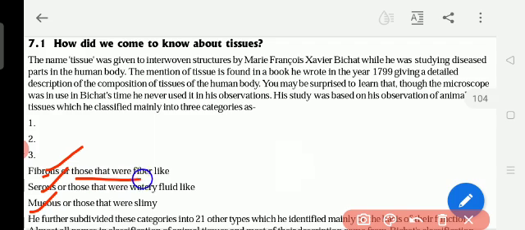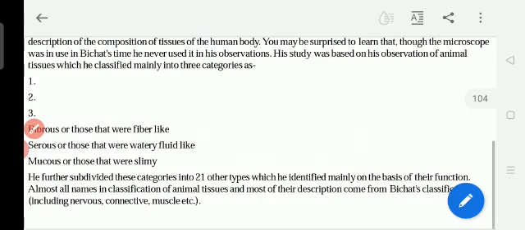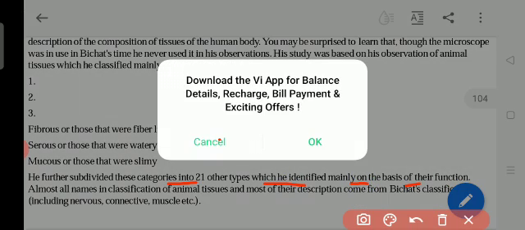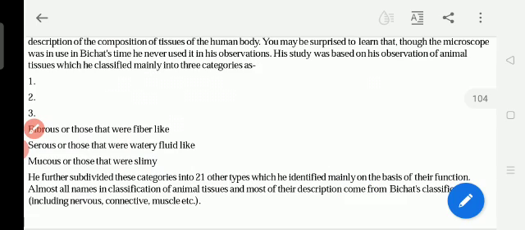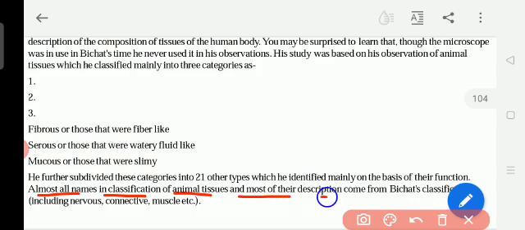Fibers are those that were fiber-like, serous means those that were watery fluid-like, mucous means those that were slimy-like. He further subdivided these categories into 21 other types, which he identified mainly on the basis of their function. Almost all names in the classification of animal tissues and most of their descriptions come from Bichat's classification. So he divided again into nervous, connective, muscles.